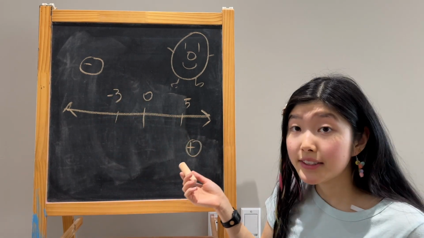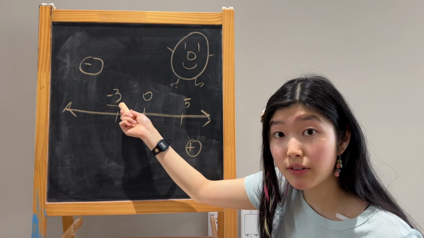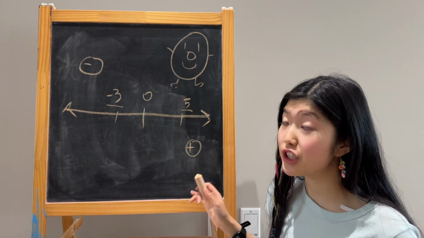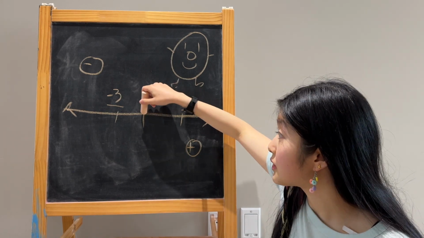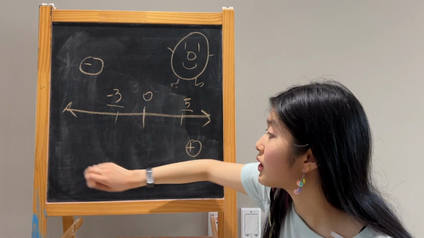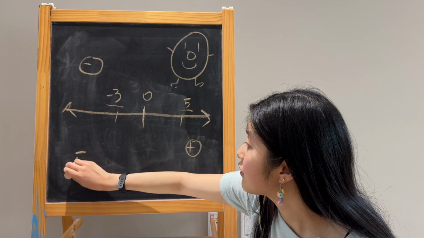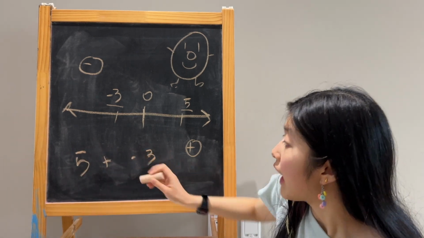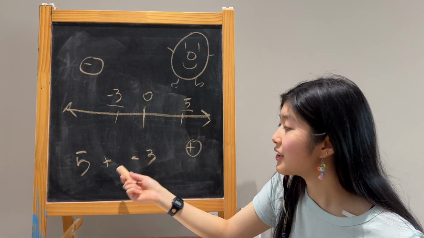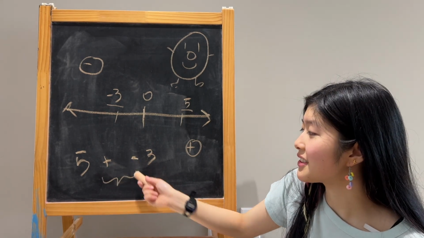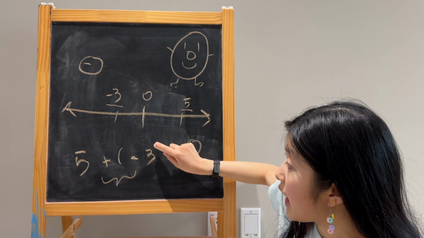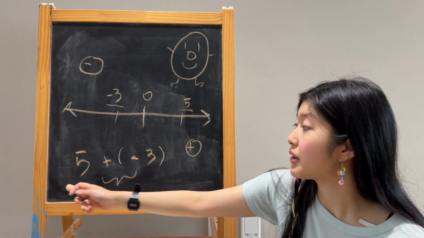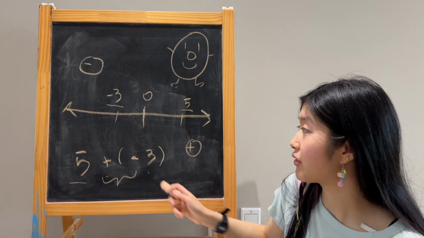Now, let's say I wanted to add negative 3 and positive 5. If we have a number line, that's actually quite simple to do. Let's start from 0 as always. And let me write down the equation. 5 plus negative 3. When we have a negative number here, this looks kind of weird, right? So we generally put a bracket to really separate. So we have 5 plus negative 3.